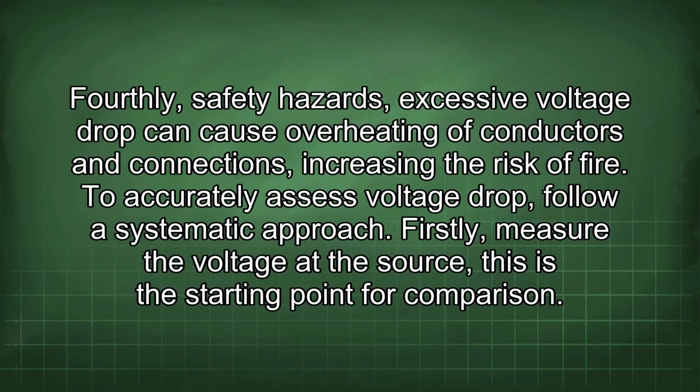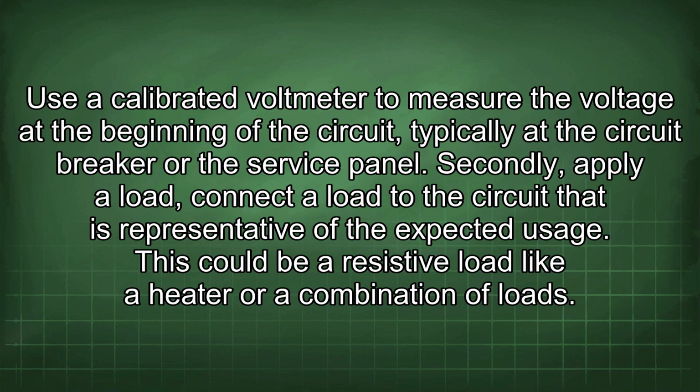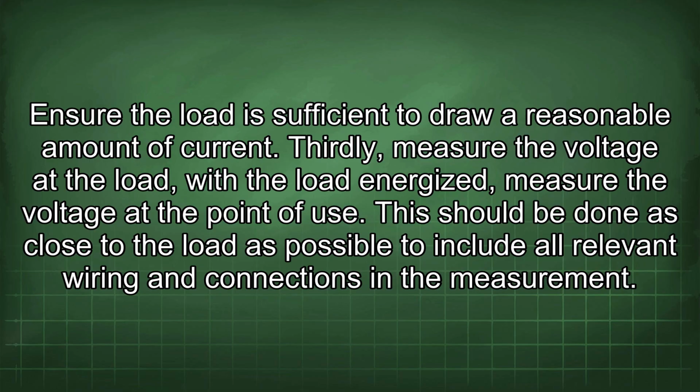To accurately assess voltage drop, follow a systematic approach. Firstly, measure the voltage at the source. This is the starting point for comparison. Use a calibrated voltmeter to measure the voltage at the beginning of the circuit, typically at the circuit breaker or the service panel. Secondly, apply a load. Connect a load to the circuit that is representative of the expected usage. This could be a resistive load like a heater or a combination of loads. Ensure the load is sufficient to draw a reasonable amount of current.